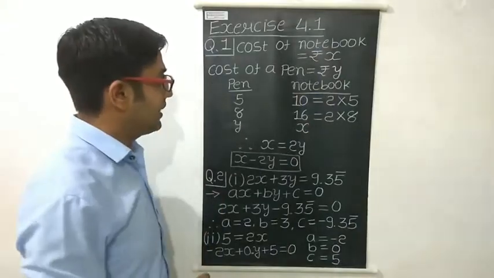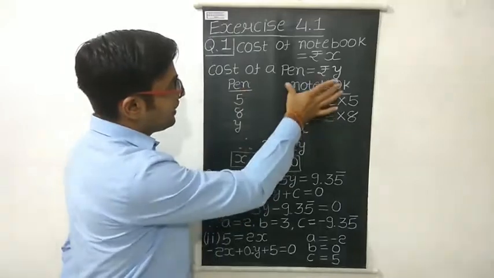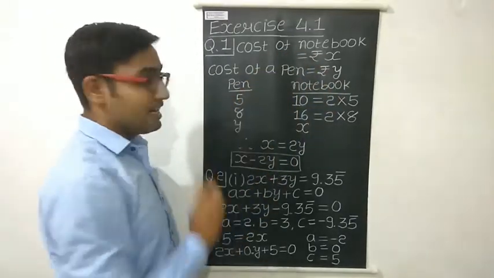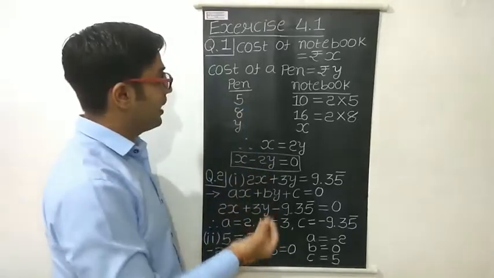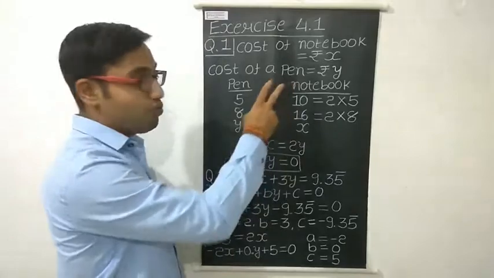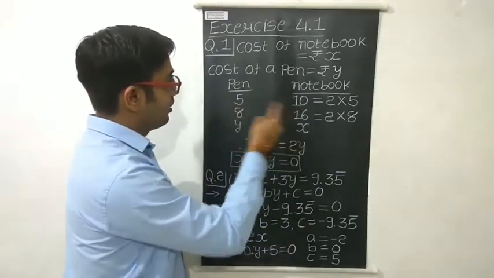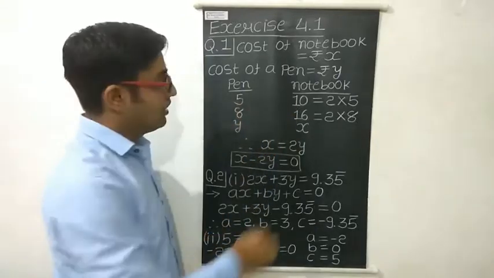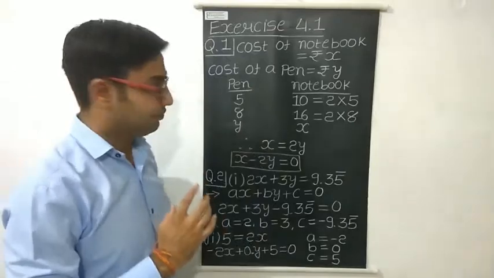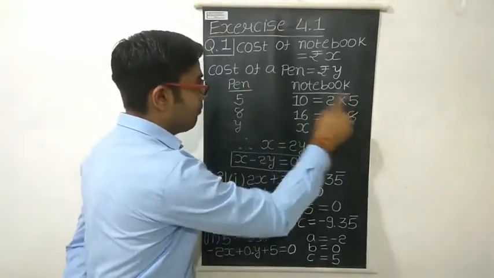Let us understand by taking some examples. This is the supposed cost of the pen and this is the cost of notebook. If the cost of the pen is 5 rupees, then according to the situation given in the question, the cost of notebook is twice the cost of a pen. Twice means double. So the double of 5 is 10. So the notebook cost we can write down as 10. That is twice the cost of pen.